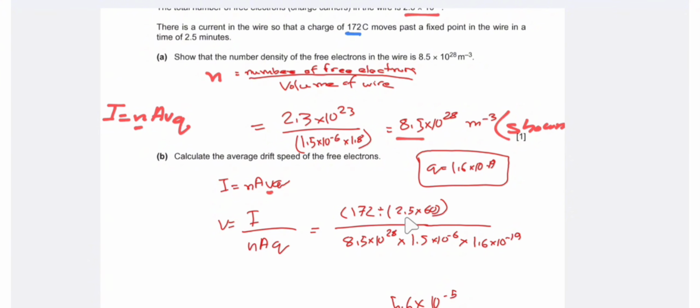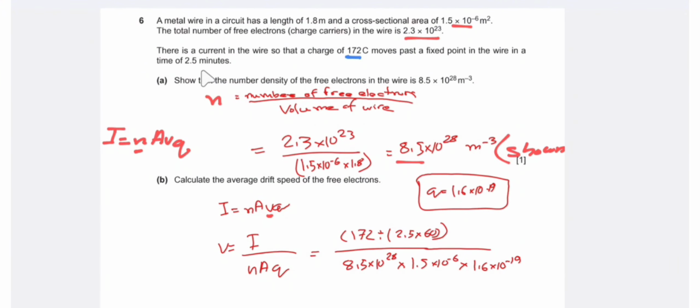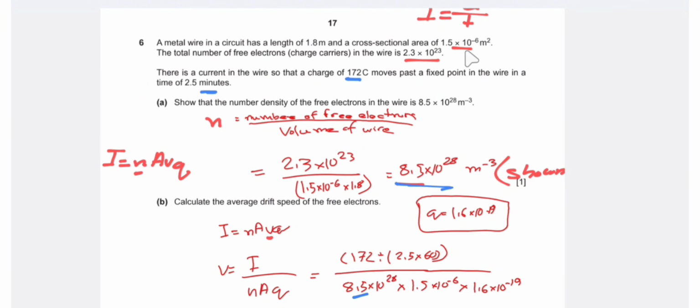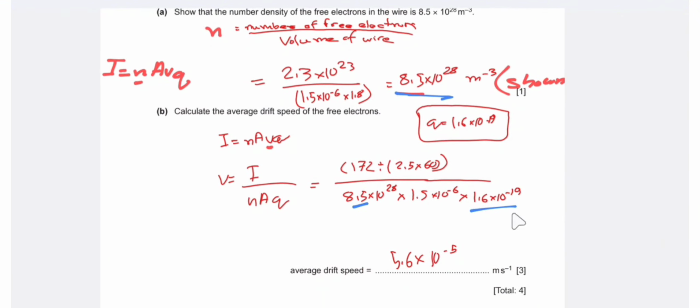So 172 by 2.5, and since the 2.5 is in minutes, we need to convert this to seconds by multiplying with 60, divided by n. This is the value of n. A is the cross-sectional area, that is 1.5 times 10 to the power negative 6, and q is the elementary charge, that is 1.6 times 10 to the power minus 19 coulomb. So what is the velocity that we get? That is 5.6 times 10 to the power negative 5 meter per second to two significant figures.